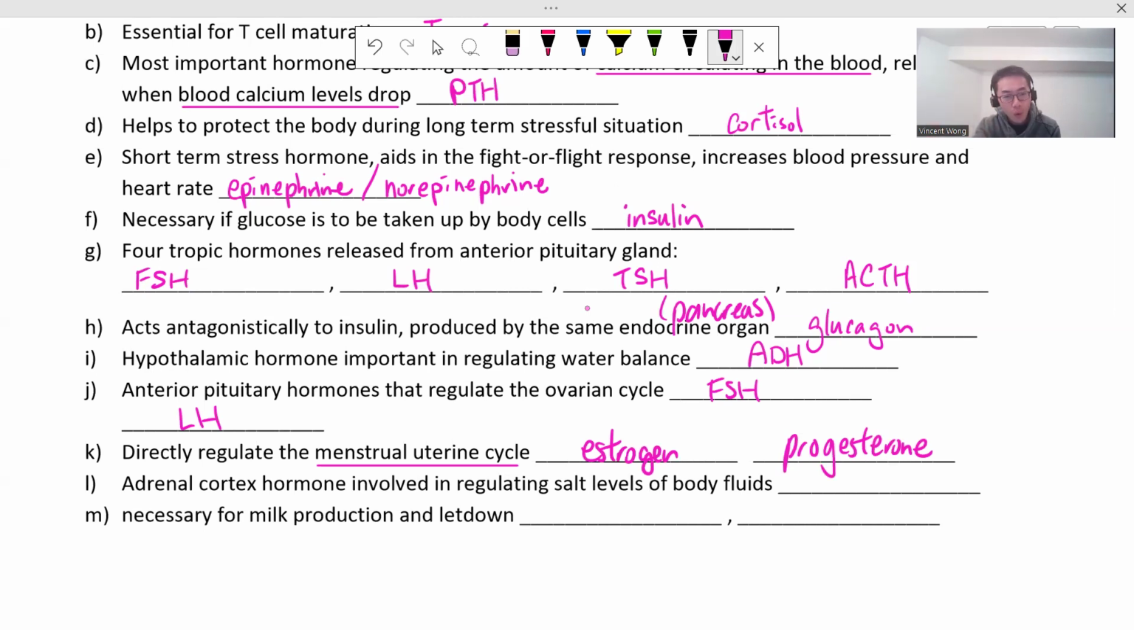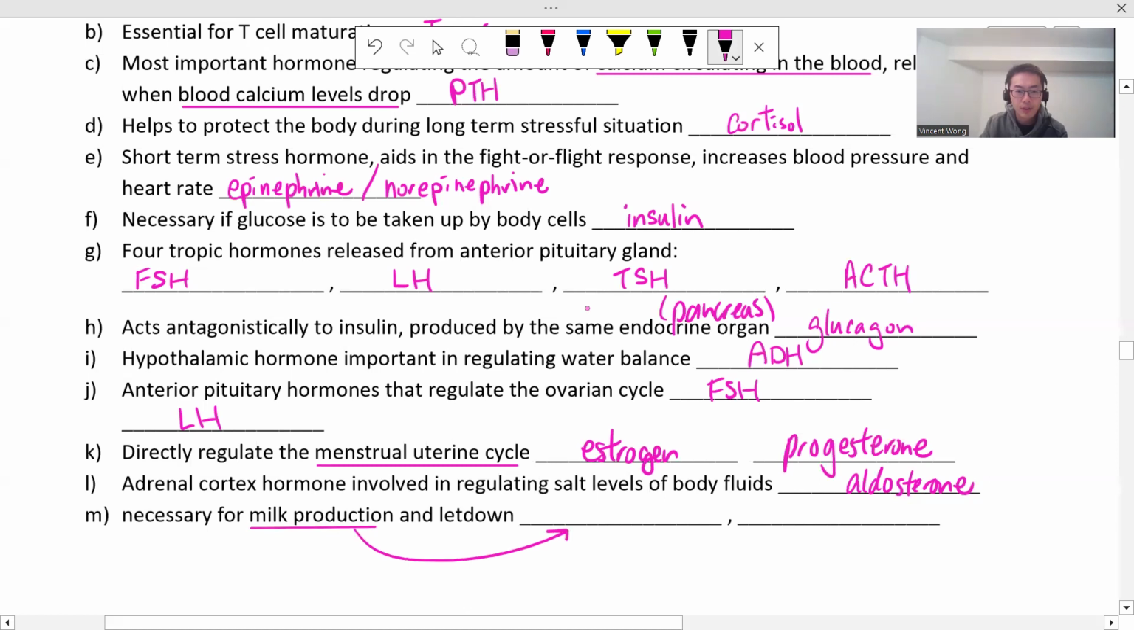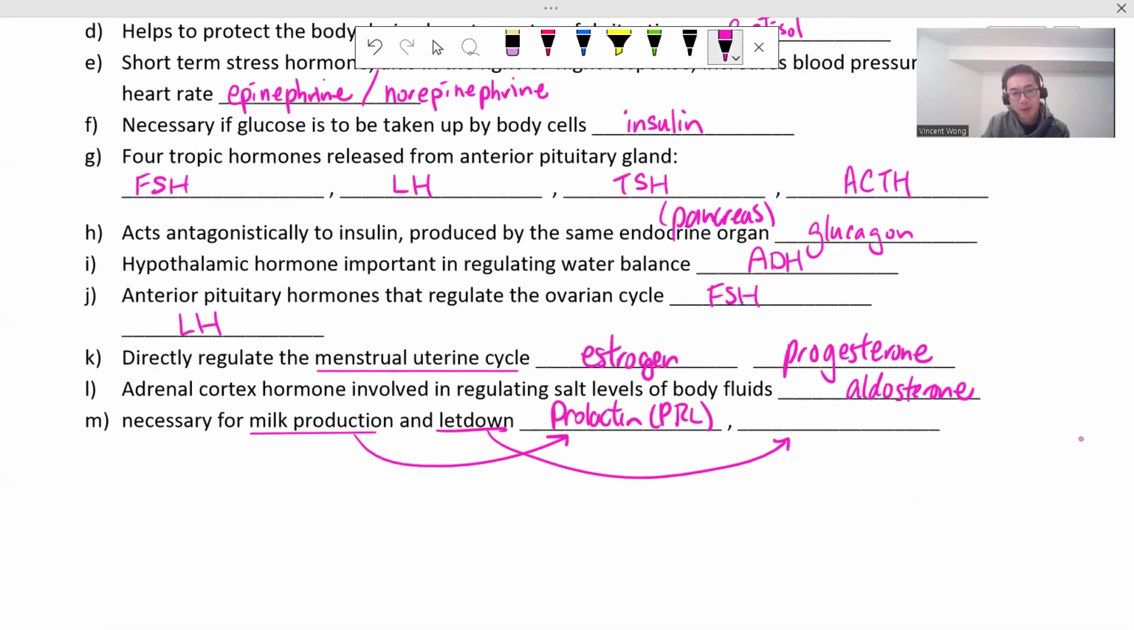Adrenal cortex, that means from the outside of the adrenal gland, involved in salt level regulation. That would be aldosterone. Necessary for milk production: milk production is prolactin. And let down is a completely separate thing. I meant to change this sentence for the longest time, but I never remembered to do it. So again, milk production is PRL, but let down is oxytocin.